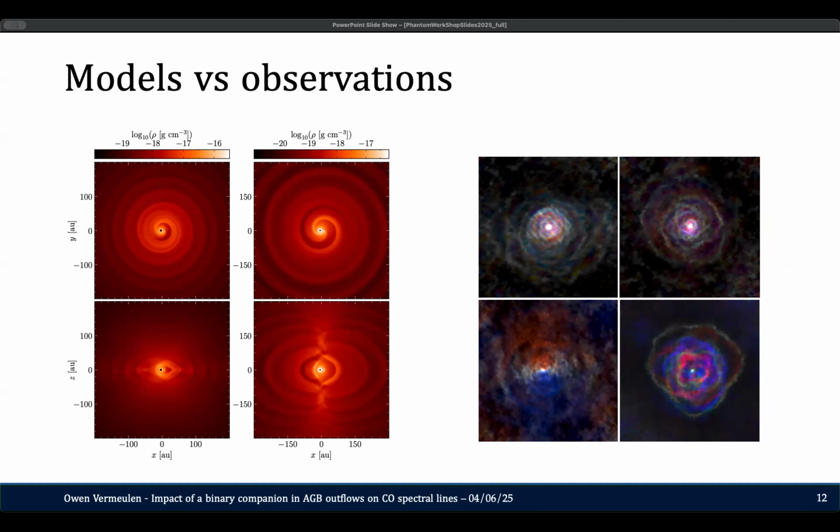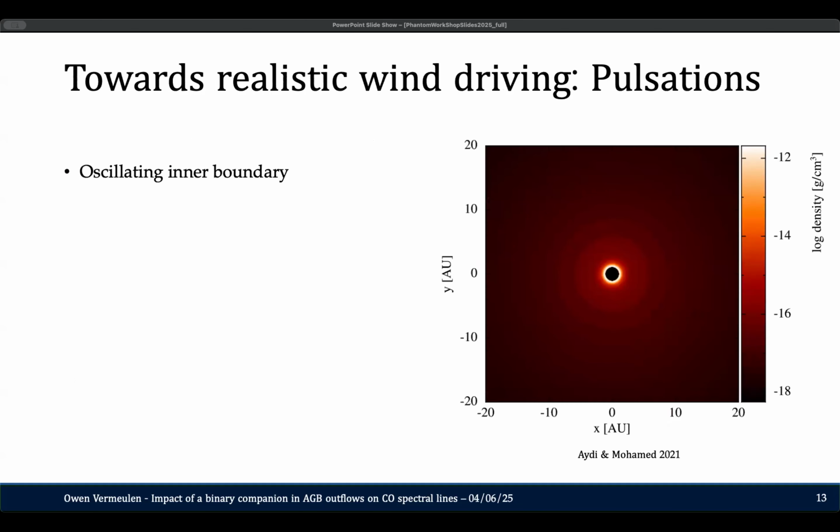And I think the most important thing to work towards these more complex systems is to also include pulsations. So this is what I aim to do in the near future. The first way of trying to implement this is by using an oscillating inner boundary in some initial density. This has actually already been implemented in another SPH code, namely Gadget, by ID and Mohamed. I'll show you on the slide, though it's barely visible, but you see some shocks that are driven by this inner boundary.